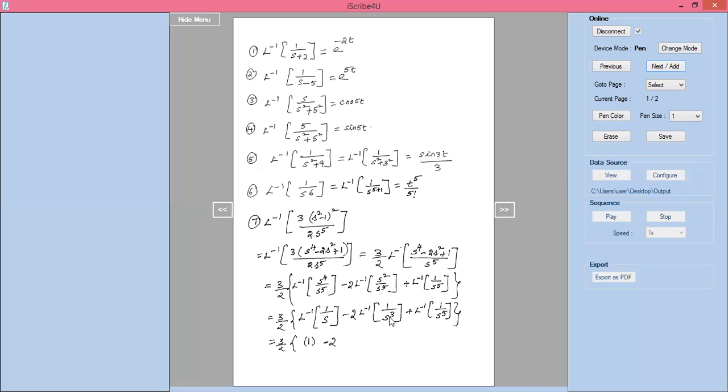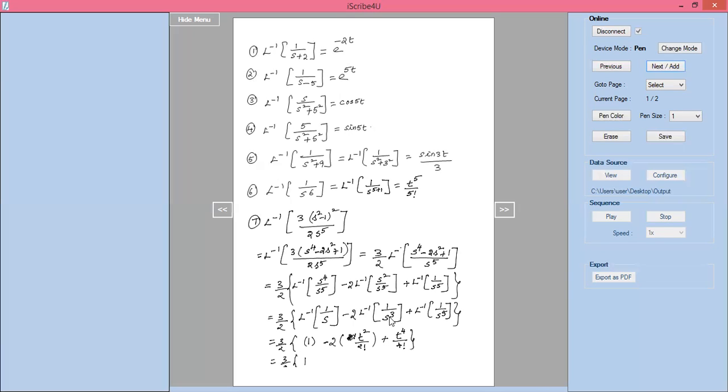2 plus 1 should be n factorial, that is 2 factorial. So t square divided by 2 factorial, plus L inverse of 1 divided by s power 5, which is s power n plus 1, should be t power 4 divided by 4 factorial. Now if I simplify this, I'll get 3 by 2 into 1.